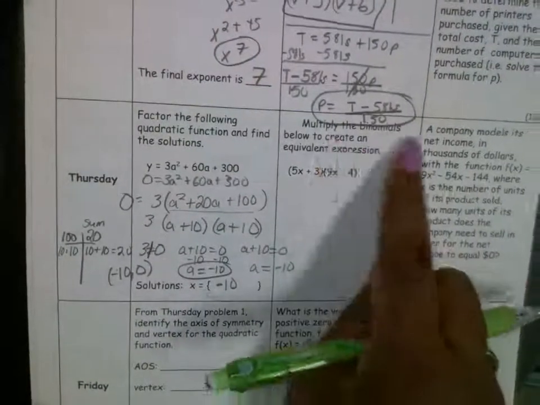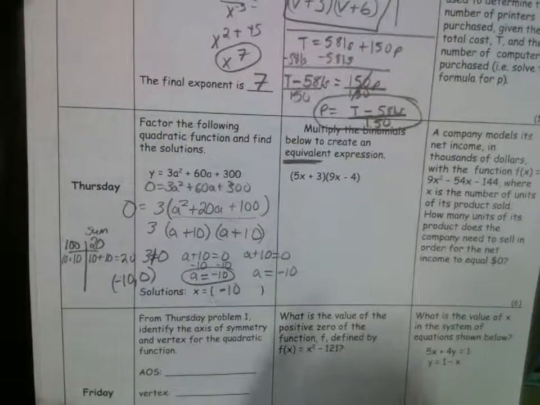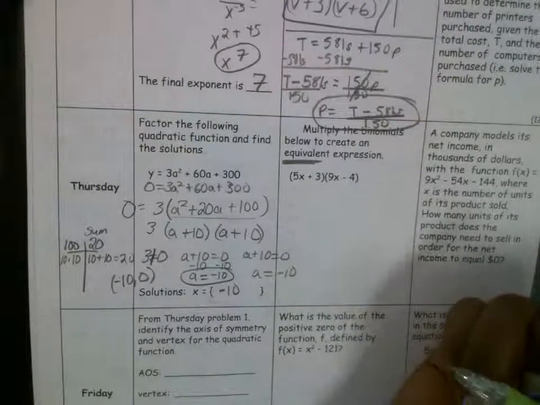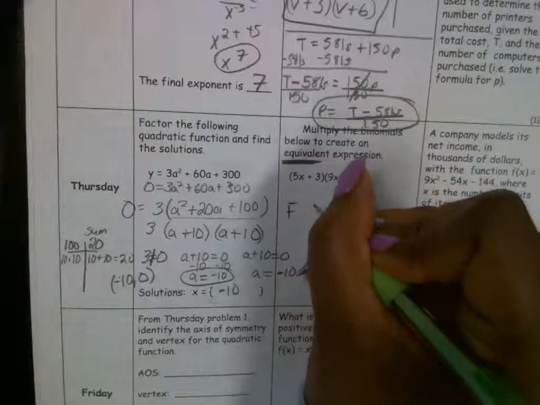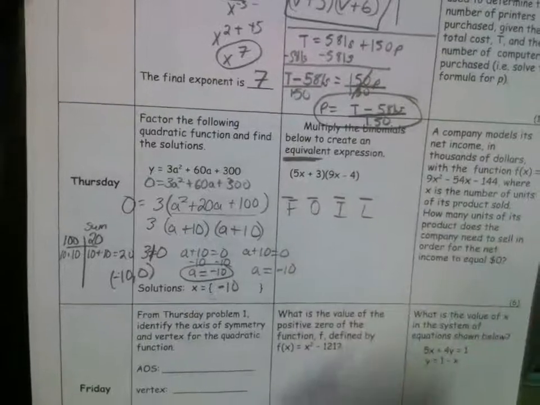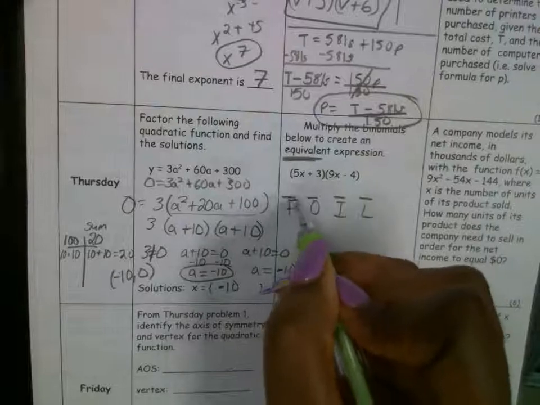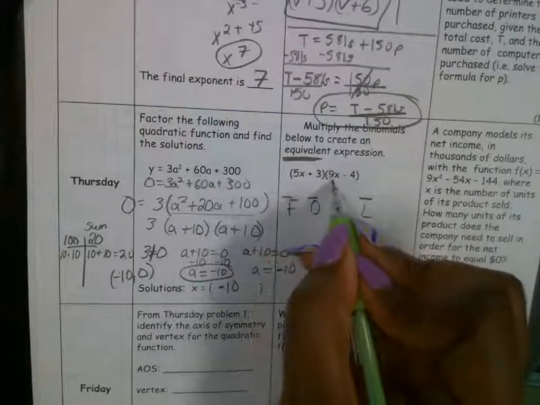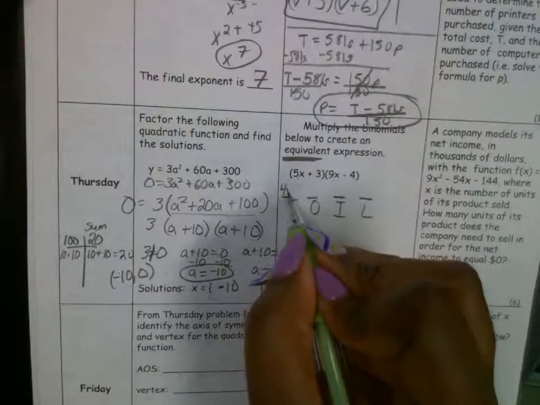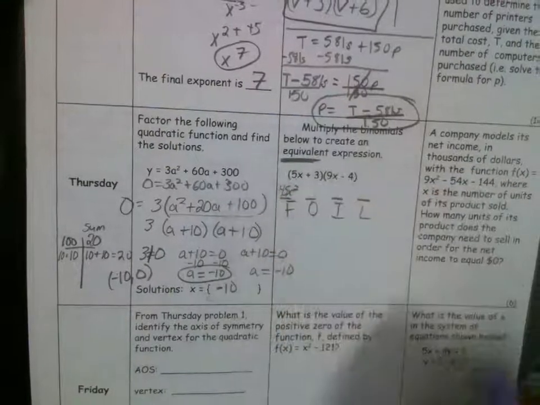All right, so now we're multiplying the binomials together to find an equivalent expression. Okay, so here, these are two binomials. What can I use to multiply the binomials together? FOIL. First, outer, inner, last. What two numbers do I multiply together to get my first? 5x and 9x. And what does that give me? What's 5x times 9x? 45x squared. Very good.